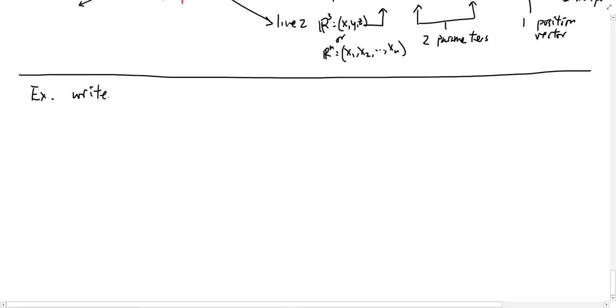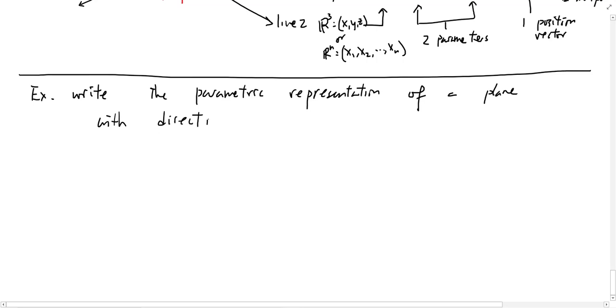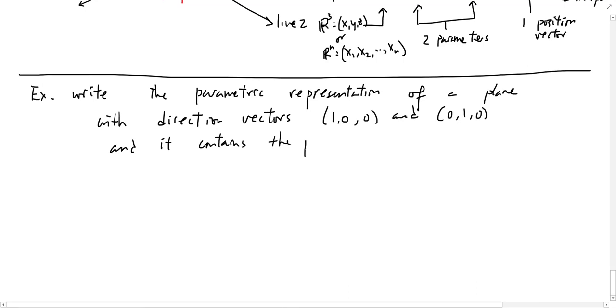So let's say I'm going to ask you to write the parametric representation of a plane with, let's say, direction vectors (1, 0, 0) and (0, 1, 0), and the plane contains the point (0, 0, 2). Then what is the parametric representation?